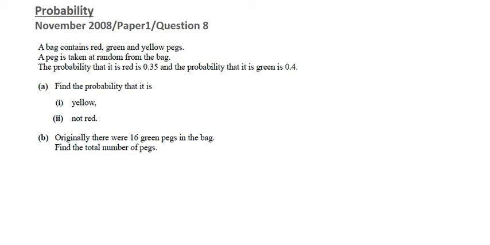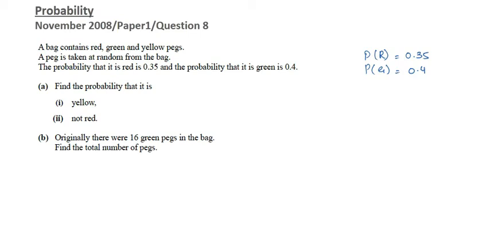So we have the probability of red 0.35 and the probability of green 0.4. We have only 3 colored bags. It is given in the start of the question that we have red, green and yellow bags. The probability of red and green we already have. Now they are saying find the probability that it is yellow.